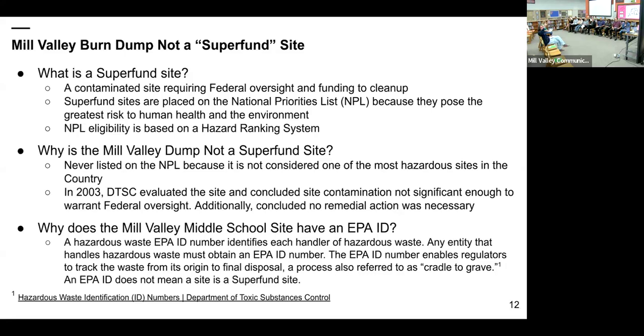I think one of the parts of confusion might be the EPA ID. One of the things I think caused confusion about Superfund site is if you look on the Environmental Protection Agency's website under Superfund, it has the site listed with the EPA ID number. That is just any site that generates or receives hazardous waste or stores it is assigned an EPA ID, and that's just to track the waste and determine it's properly disposed of and handled appropriately. An EPA ID number doesn't necessarily mean that a site is a Superfund site.